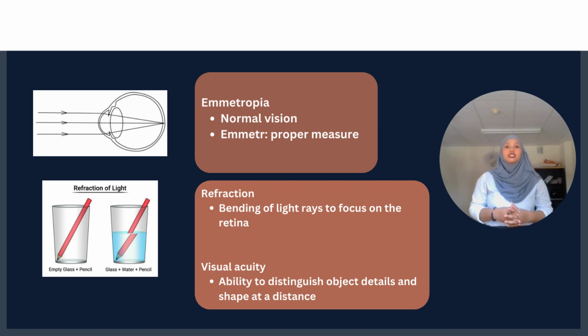In the eye, this is a crucial step in focusing light to create clear vision. Visual acuity refers to the sharpness or clarity of vision, particularly the ability to distinguish fine detail and shape at a specific distance. It's often measured using a Snellen chart, a chart with progressively smaller letters that you read from a standardized distance.